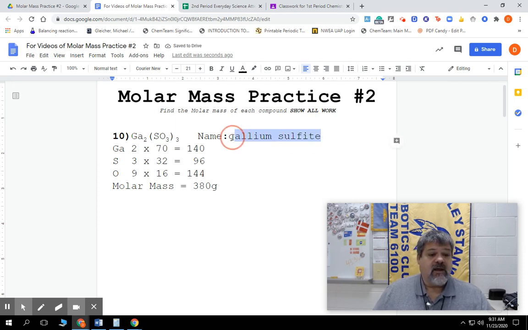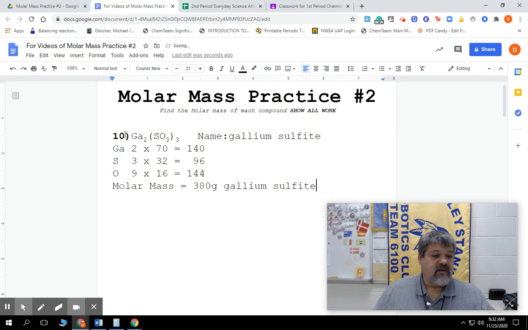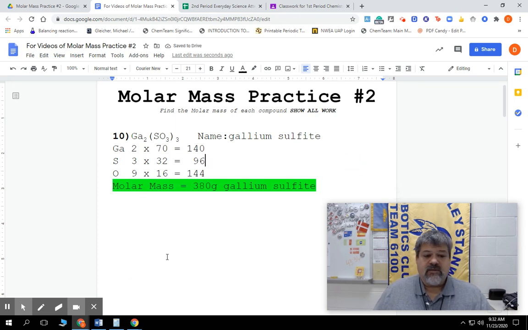Again, I could just go ahead and copy this and paste it down there. That would be just as good as putting the formula in there. Matter of fact, I'm just going to do that. Again, always need to highlight it and make sure that we have what it is. So again, we double check everything, triple check if we need to, and there we go. The molar mass of gallium sulfite is 380 grams.